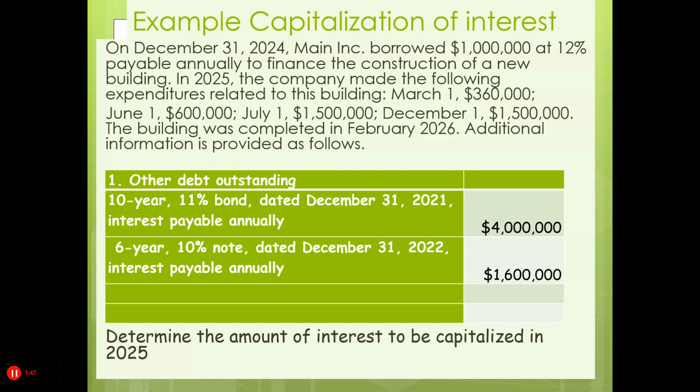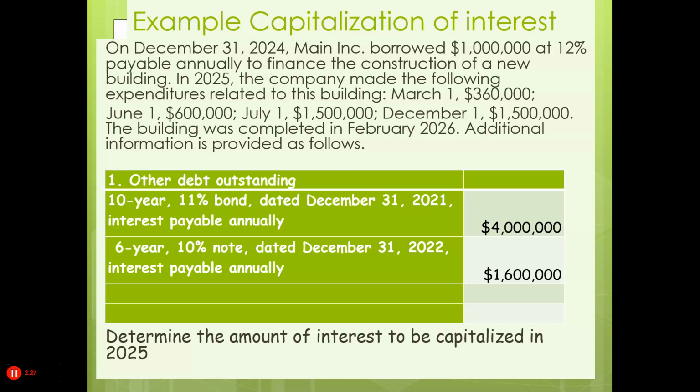So we have an example where we are financing the construction of a new building. We borrowed $1 million at 12% for the building. And we also, during the year, spent $360,000 on March 1st, $600,000 on June 1st, $1.5 million on July 1st, and $1.5 million on December 1st. And the building was completed in 2026. Now, we also have these two outstanding loans.